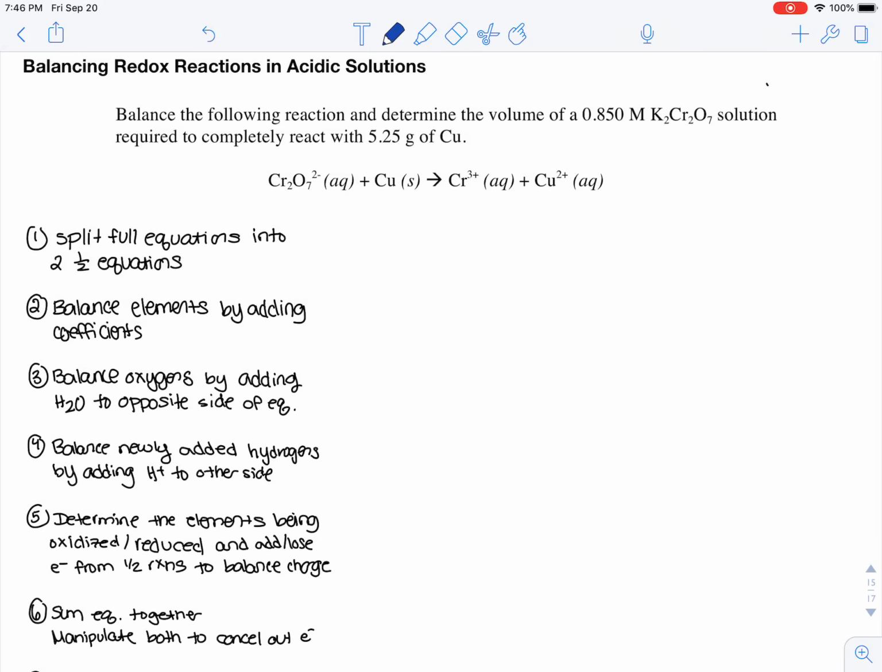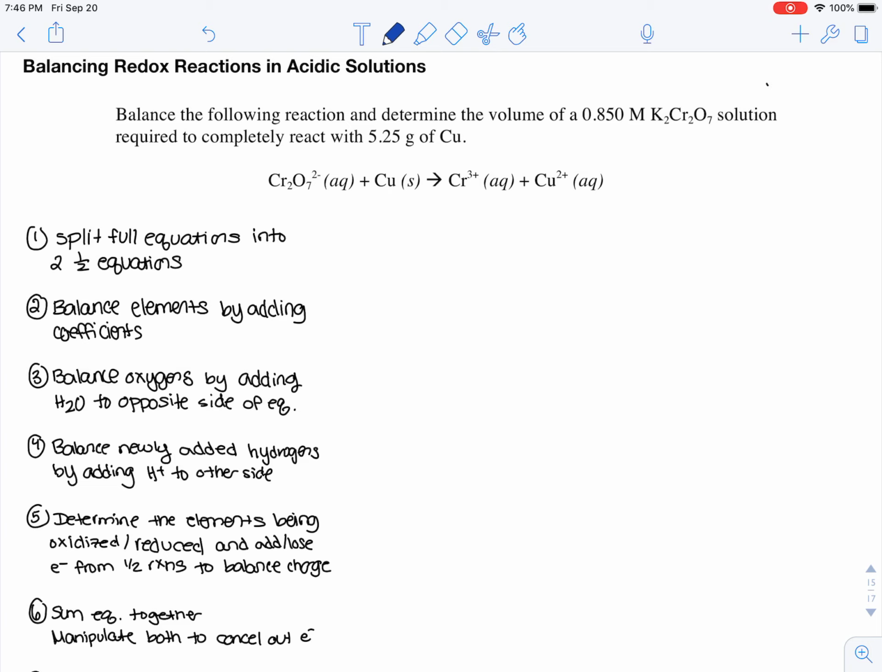Balancing redox reactions in acidic solutions. Balance the following reaction and determine the volume of a 0.850 molar potassium dichromate solution required to completely react with 5.25 grams of copper. So in this reaction, I don't see any potassium, but I do see dichromate.